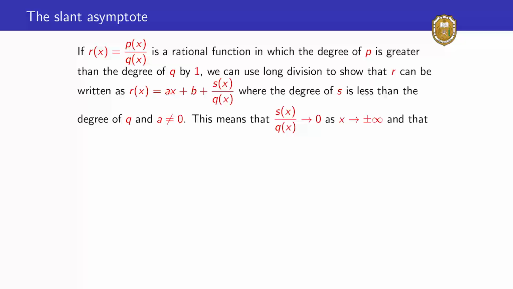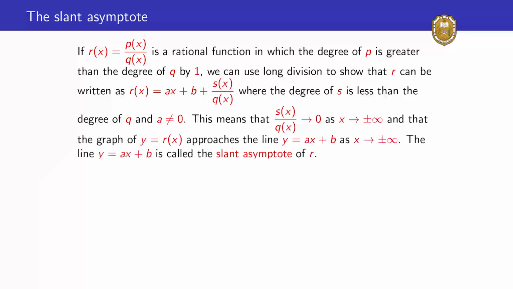This means that S(x) over Q(x) will go to 0 as x goes to plus or minus infinity, because the degree of S is less than the degree of Q. And this implies that the graph of y is equal to R(x) will approach the line y is equal to Ax plus B as x goes to plus or minus infinity. Why? Because as x goes to plus or minus infinity, S(x) over Q(x) will go to 0. And therefore, R will go to Ax plus B. The line y is equal to Ax plus B is called the slant asymptote of R.